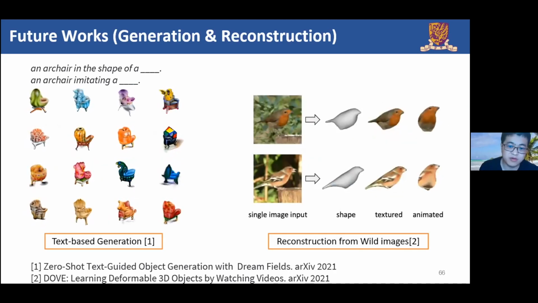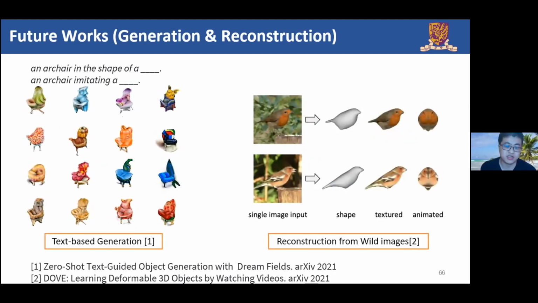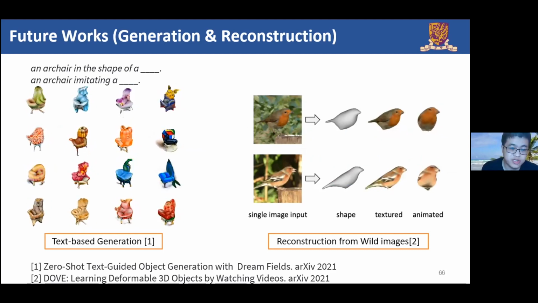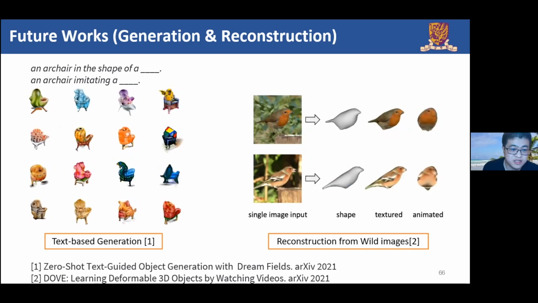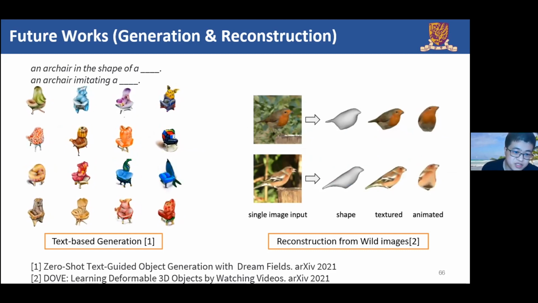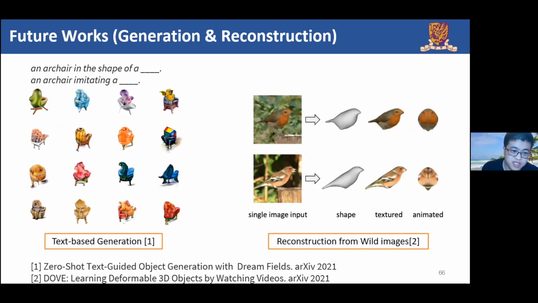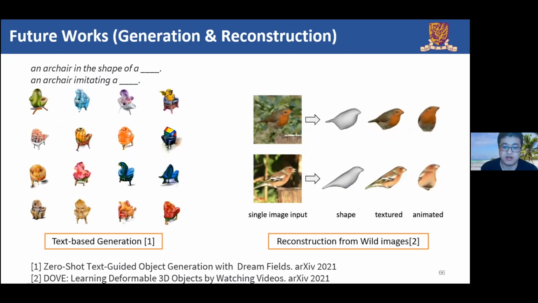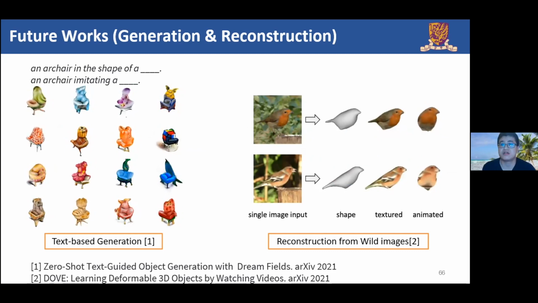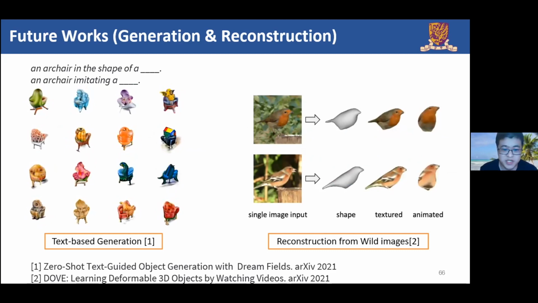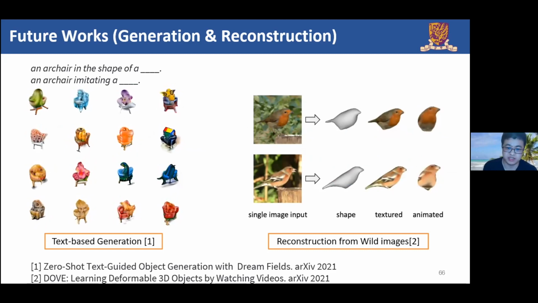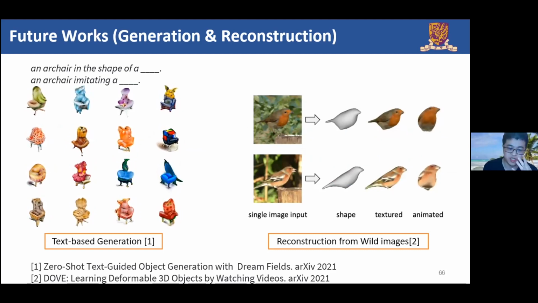Another interesting paper I saw on arXiv recently is about text-based generation. Here, just look at the left-hand side. You can see that the objects are quite interesting. Maybe some objects do not exist. And on the right, we can also learn to reconstruct some objects from the real image, such that we can bring the 2D image to the 3D domain.